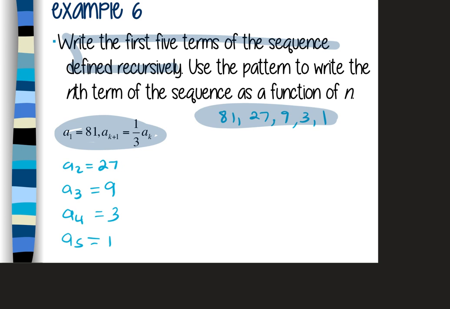Now the second part says use the pattern to write the nth term of the sequence as a function of n, meaning find the formula that gives you these terms, not recursively. So if A1 is 81, A2 is 27, A3 is 9, A4 is 3, and A5 is 1. This to me is the trickiest one. Let's see if you can spot it.